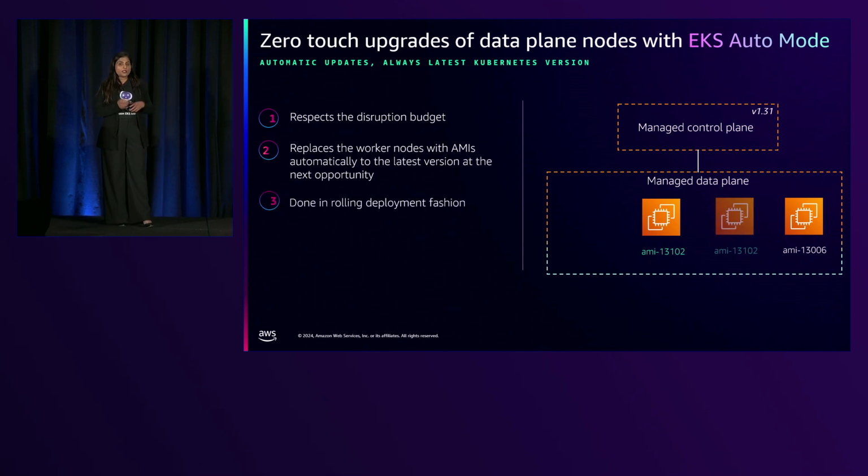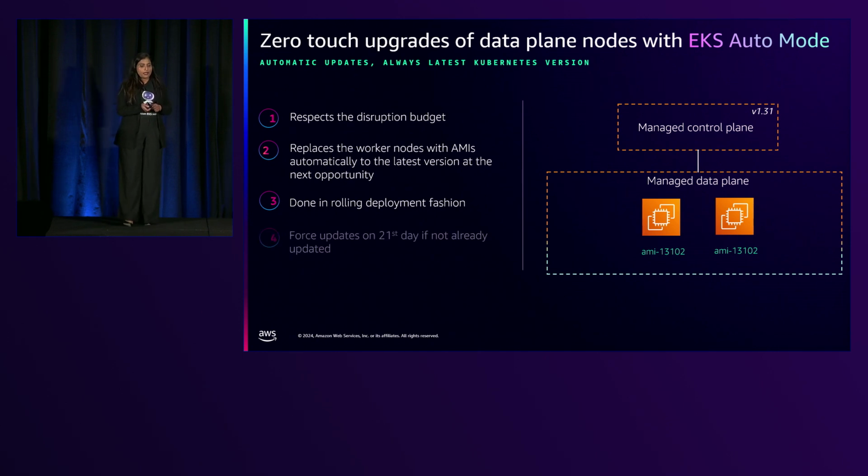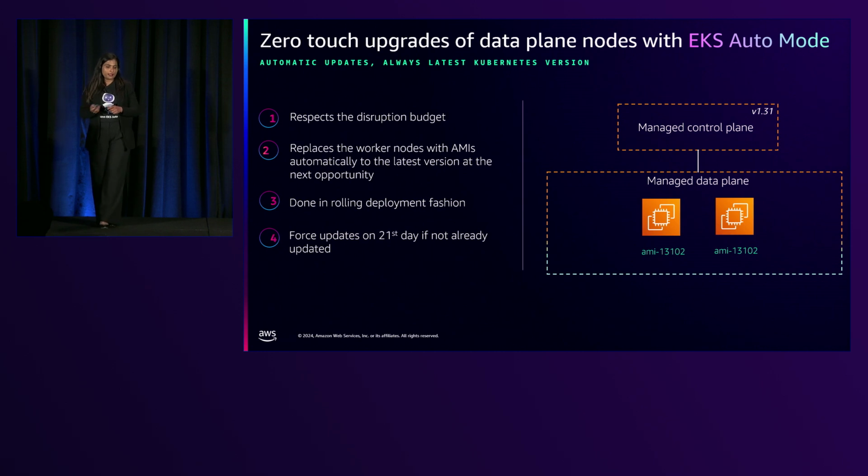It does so by respecting all of the disruption budgets, whether it is the node pool disruption budgets or your manifest pod disruption budgets that you have configured. It's done in a rolling deployment fashion. And one thing to note, by default, the general purpose node pool comes with a 14 day expiry. However, you can configure your user-defined node pools' expiry up to 21 days. So it force updates on the 21st day if not already updated.